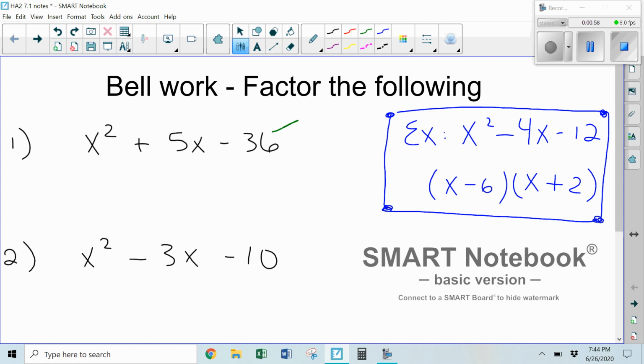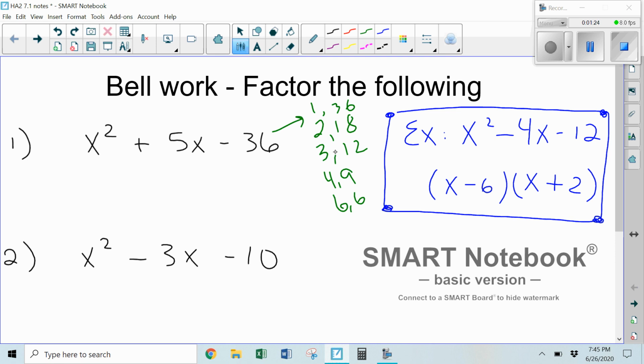So think of things that multiply to 36. You can ignore the negative for right now. We will check it before we're done to make sure we got that negative taken care of. 3 goes into 36. So right now I'm just putting factors, things that multiply to 36. And you can definitely use your calculator for this. Most of them you won't need to.